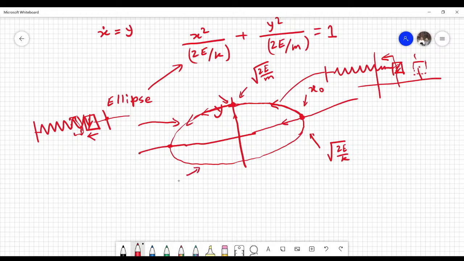So in this part what happens is, if this point is your equilibrium point, then the object is probably here, and this time the object is going this way.